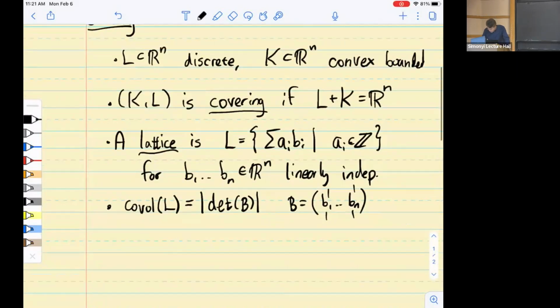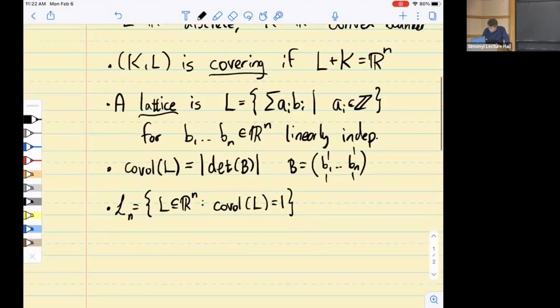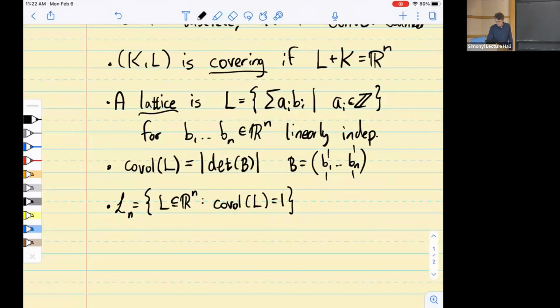Just because everything is scale invariant, we will typically just assume that the lattice has determinant 1. This is without loss of generality. So almost all lattices I'll have here, let's call it L_n, are just lattices of covolume 1. Covolume is sometimes called determinant. Again, it's just scaling, to keep everything scaled.